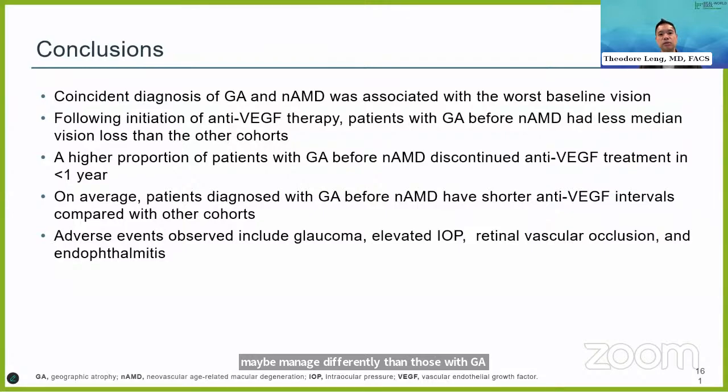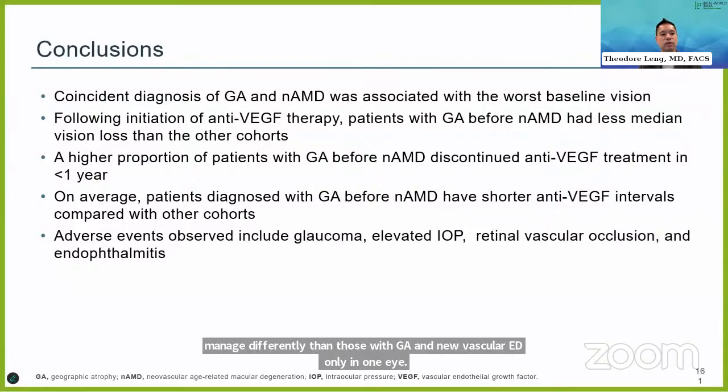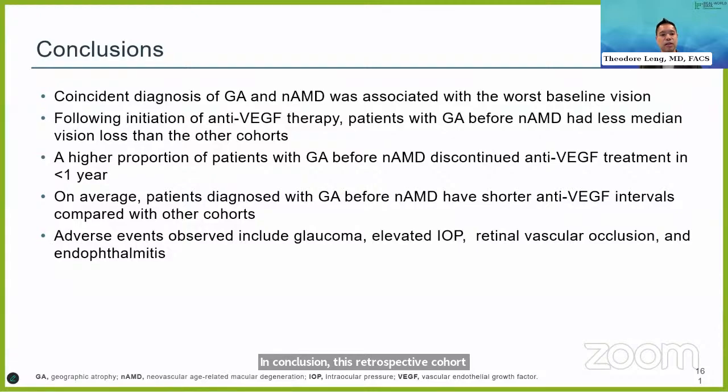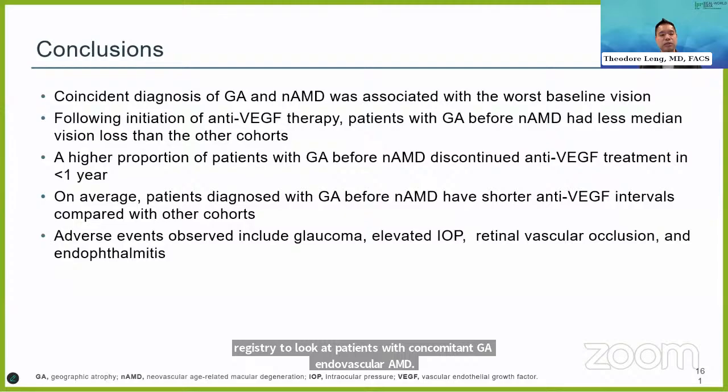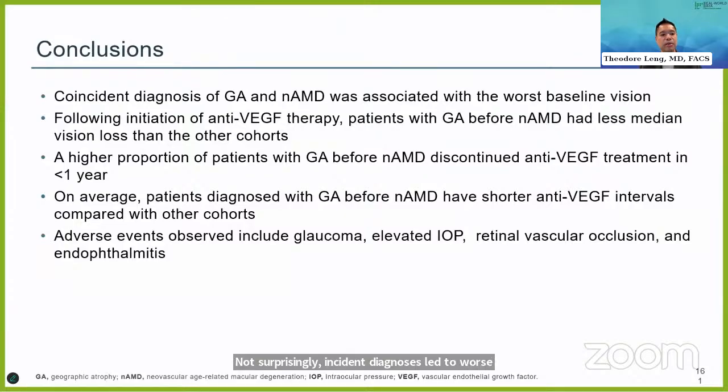In conclusion, this retrospective cohort study used the registry to look at patients with concomitant GA and neovascular AMD. Not surprisingly, coincident diagnoses led to worse baseline VA. About a third of this group had vision of 20/200 or worse. Through year 3 of treatment, visual acuity declines of at least 15 letters lost were observed in 25% or more of coincident GA and neovascular AMD patients.